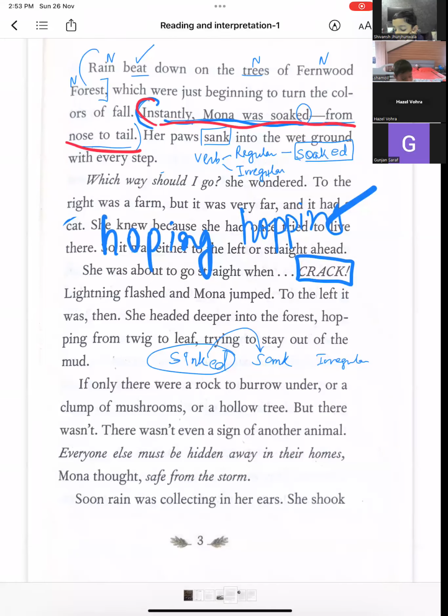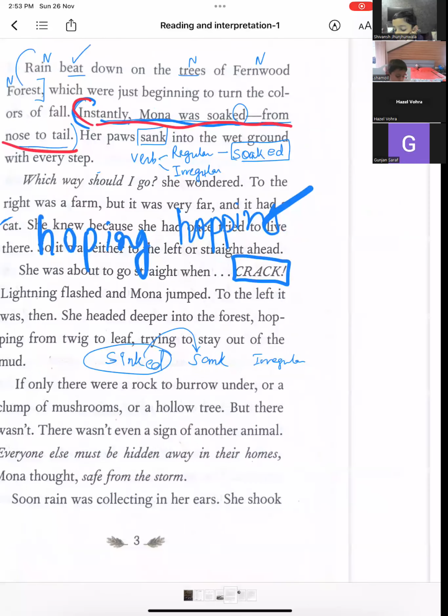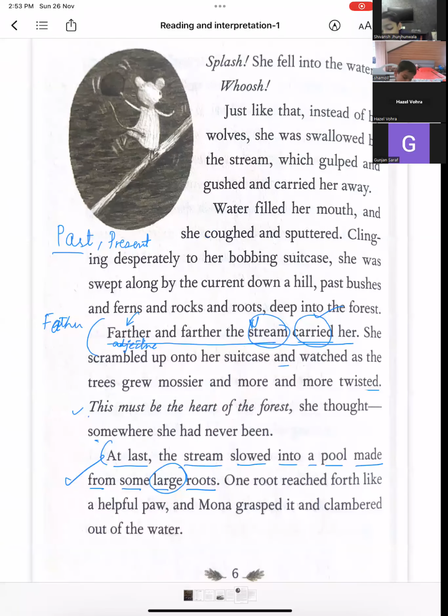Soon rain was collecting in her ears. She shook, splash. She fell into the water, whoosh. All these words that you see are onomatopoeia, okay?